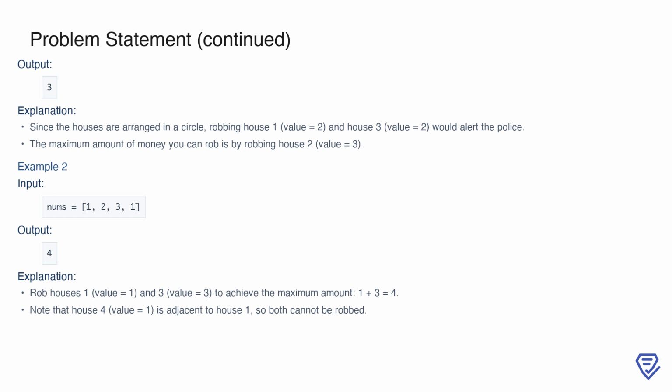For example, consider an input array nums equals [2, 3, 2]. In this case, the optimal strategy is to rob house 2, which contains 3 units of money. If you attempted to rob house 1 and house 3 instead, it would alert the police because these houses are adjacent in a circular arrangement. Therefore, the maximum money you can rob is 3. Another example is nums equals [1, 2, 3, 1]. Here, the best approach is to rob house 1, which contains 1 unit, and house 3, which contains 3 units. This combination avoids robbing adjacent houses and gives a total of 4. Notice that you cannot rob house 4 because it is adjacent to house 1.